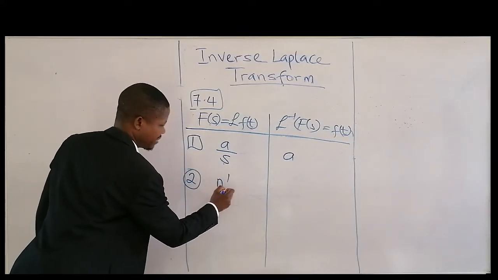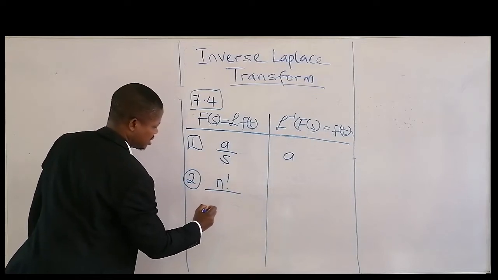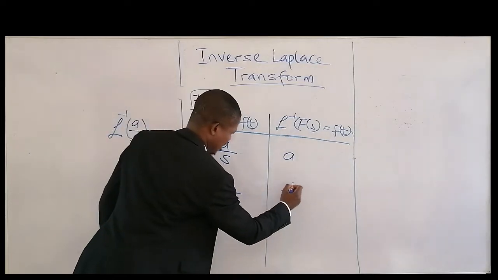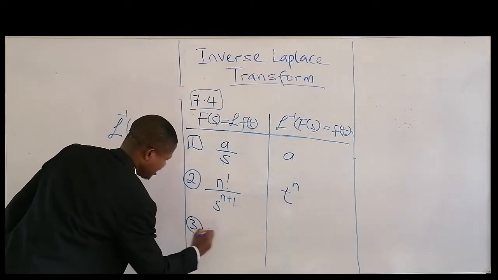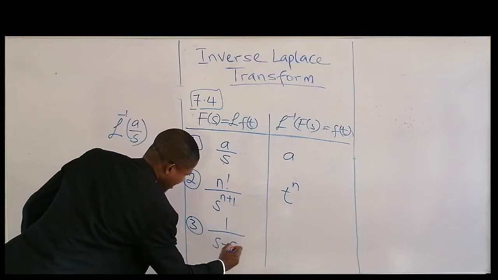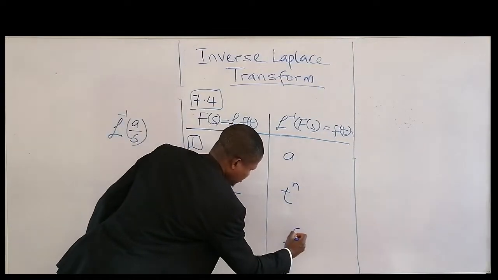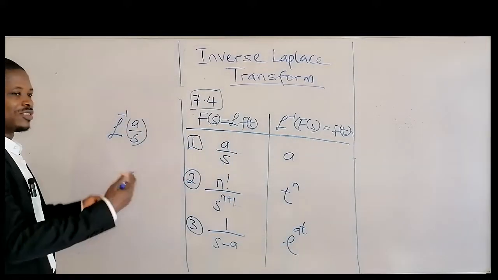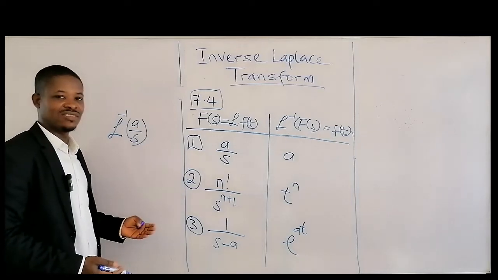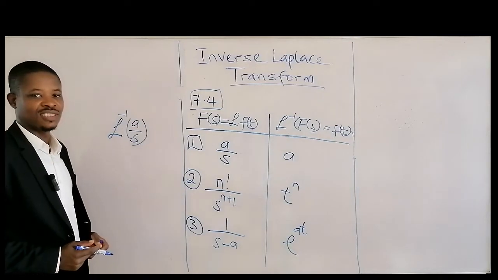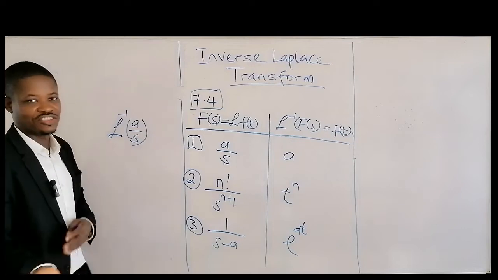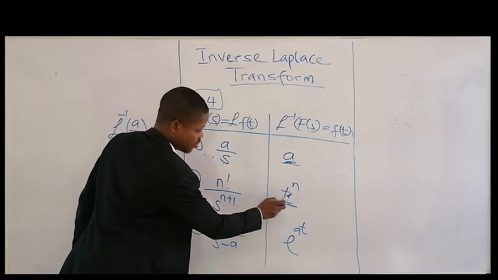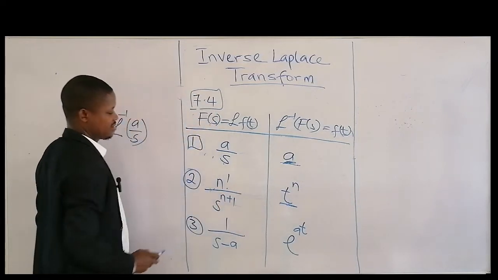The inverse of n factorial all over s to the power n plus 1 is t to the power n. Another one is 1 over s minus a, which is equal to this. This is almost the same thing as between antiderivative and derivative, integration and differentiation. Just the same way, the Laplace of this, you get this one back. Likewise, this one also, you do the Laplace of this, you get this one back.